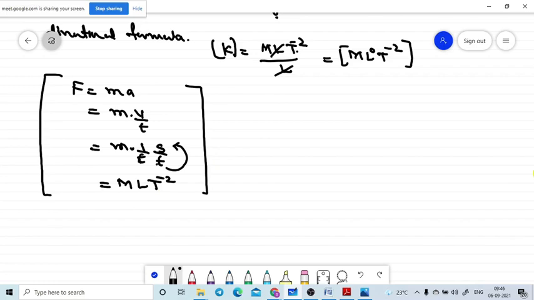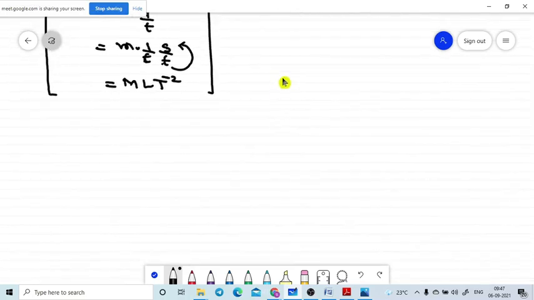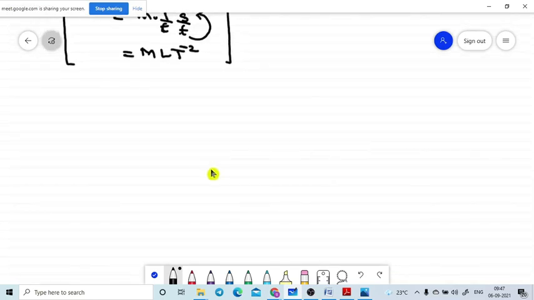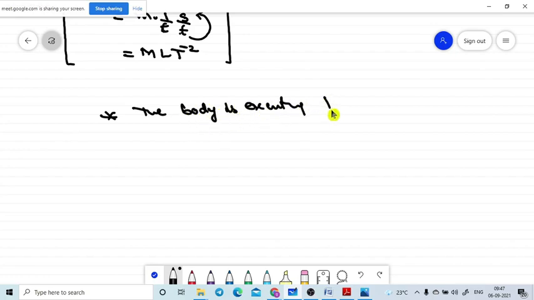So now if we move on, what we studied up to now is simple harmonic motion only. So can we get the accurate definition for simple harmonic motion? The body is executing to and fro motion. That means back and forth motion only, but the body is moving along a straight line.